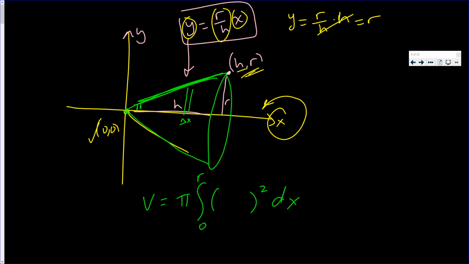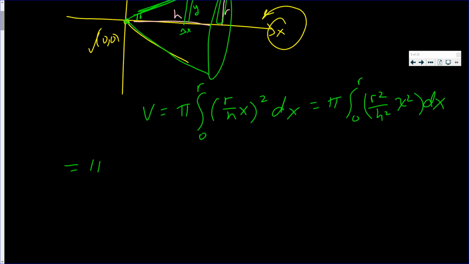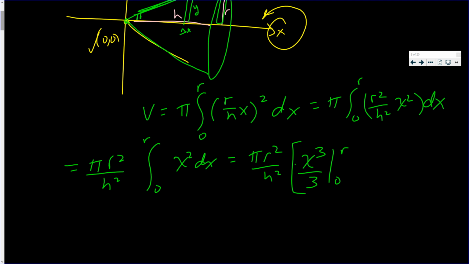Now what I'm going to do is factor out the constant, pi r squared over h squared, the integral from 0 to r of x squared dx. And the question is, what is that integral? Well, it's going to be pi r squared over h squared times x cubed over 3 from 0 to r. Okay, and this gives me pi r squared over h squared times r cubed over 3.